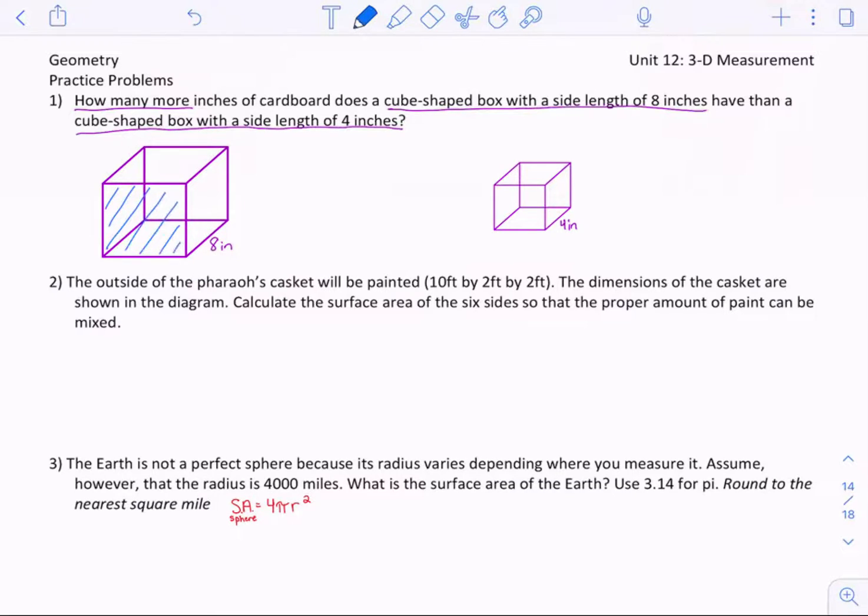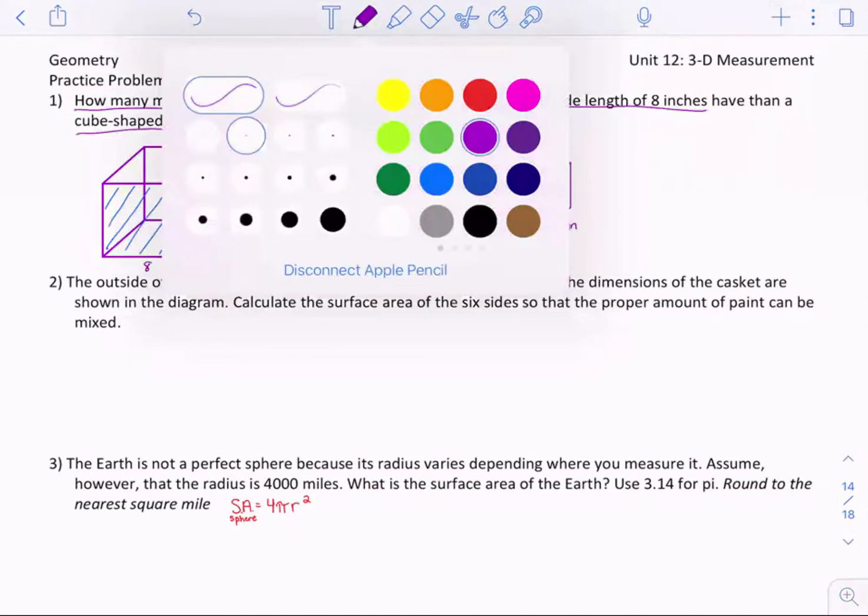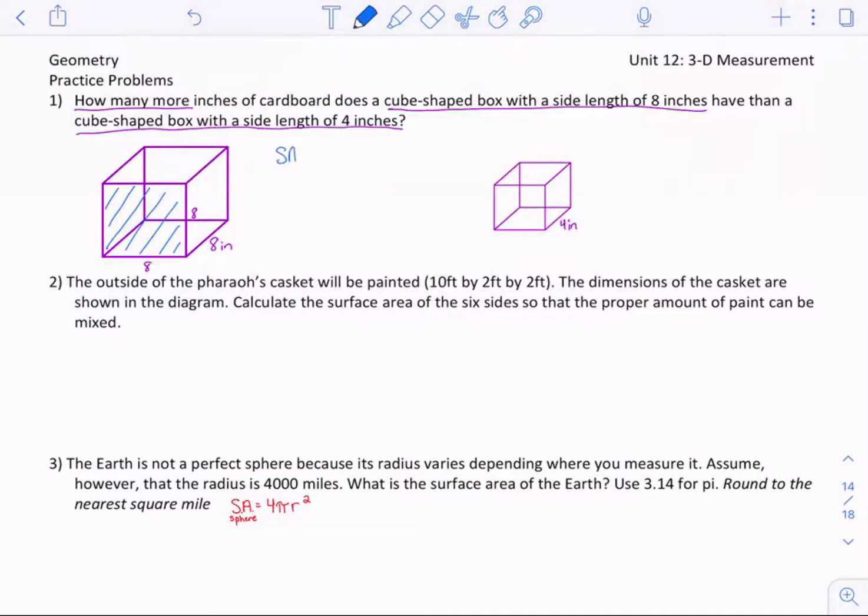So let's just focus, since a cube has all the sides the same, 8 by 8 by 8 by 8, we only have to do the area of one of the sides and multiply it by 6 here. That's right, because we have 6 sides. So 8 times 8. 6 times the 8 times 8. So 8 times 8 is 64. And 6 times 64 is 384. 6 times 64. Oh, wow. 384. Very good. So this has 384.